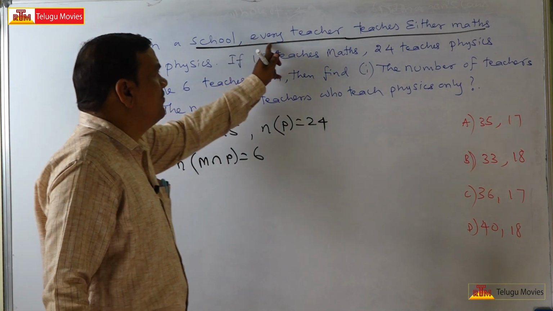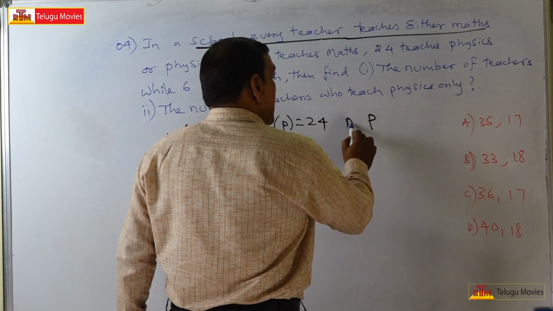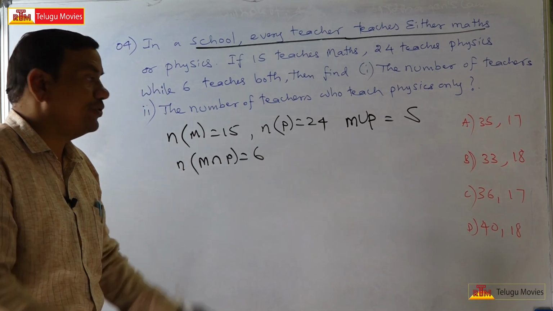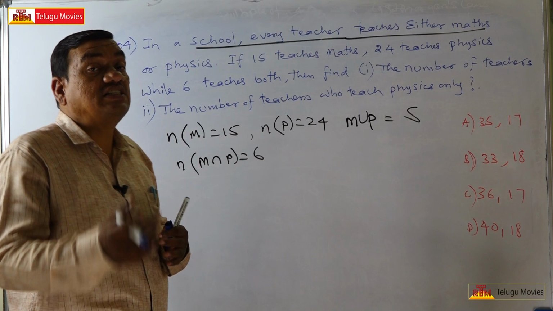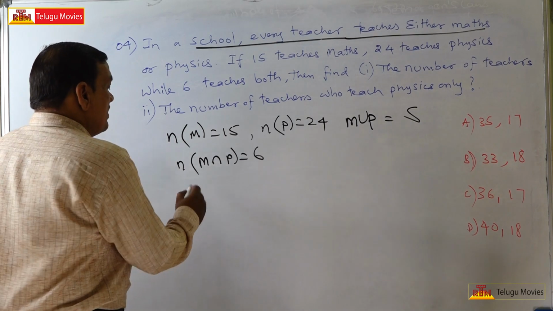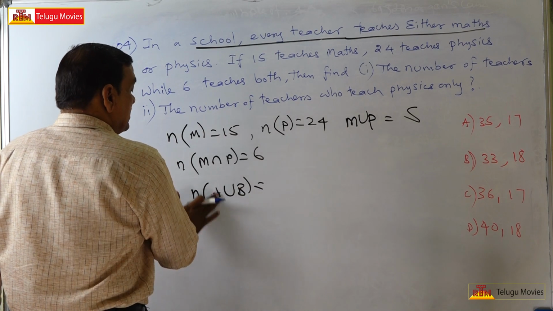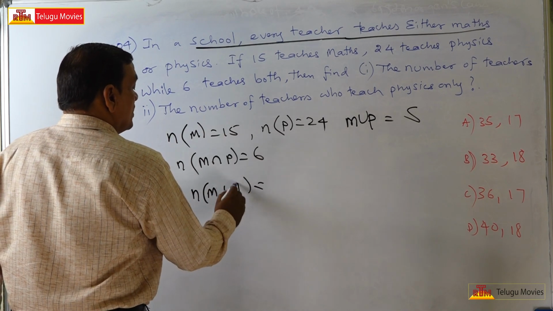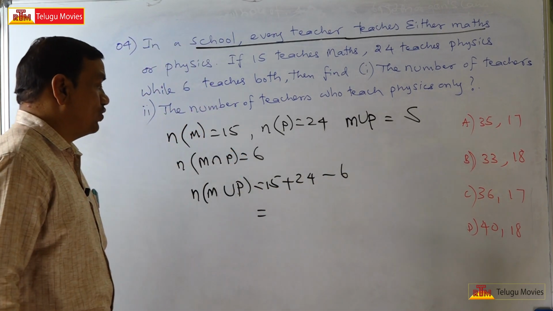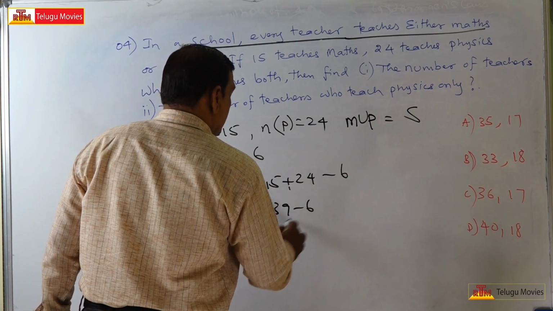Observe here, every teacher teaches. That means whoever teaches maths and physics, this is nothing but equal to the universal set. Understand this? So there is no teacher who does not teach any subject. Every teacher teaches either maths or physics. So the total number of teachers is n of A union B, that is n of M union P, that is 15 plus 24 minus 6. So 39 minus 6, this is 33.